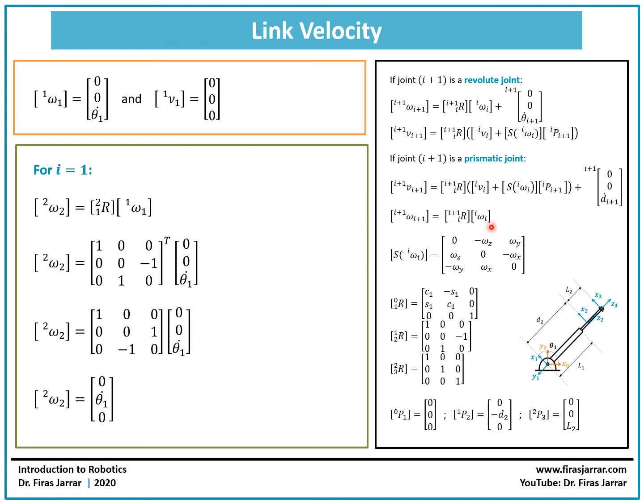Starting with the angular velocity, this is the simple relationship that will give me the angular velocity for link 2. We just substitute as before for the rotation matrix. For the value of the angular velocity as we obtained before, we just bring it down here. We do the calculation and it turns out to be 0, theta 1 dot, and 0. So omega x, omega y, and omega z.